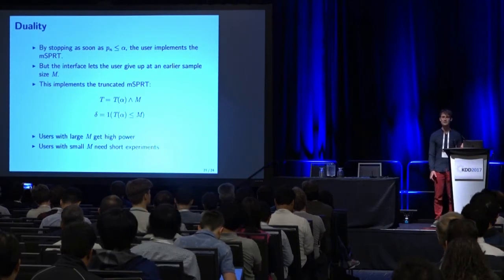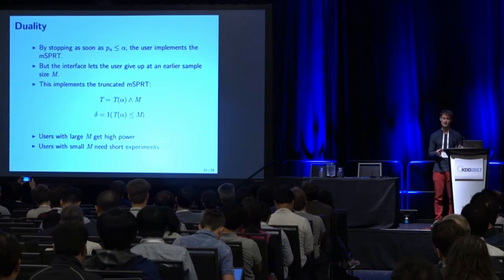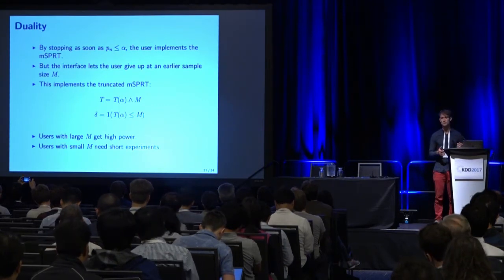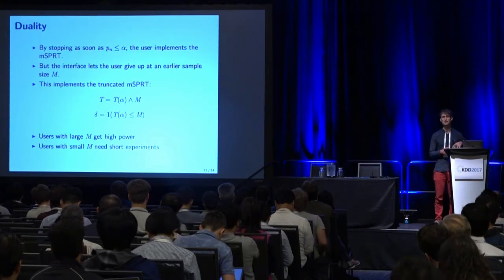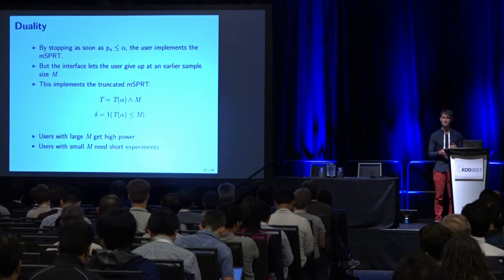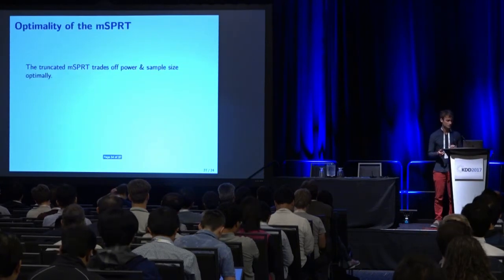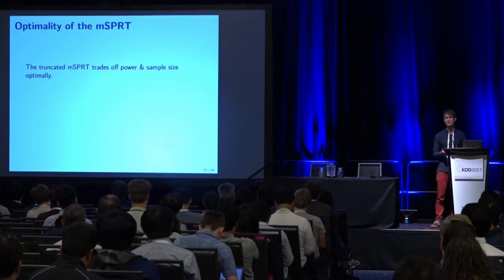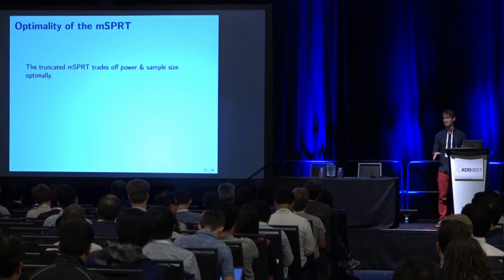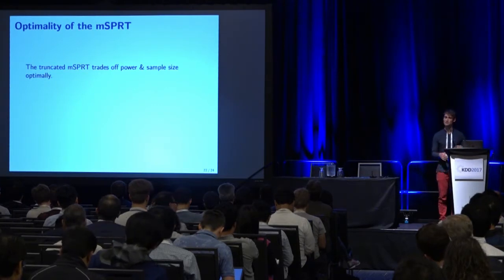And this is good because now it handles users with different M's differently. So users with high M's wait a long time. They detect lots of effects. Users with low M have the opportunity to give up, and they get nice short experiments, albeit with lower power. OK, so now the good thing about the MSPRT is it actually gives an optimal trade-off between power and runtime wherever you are on that M spectrum.